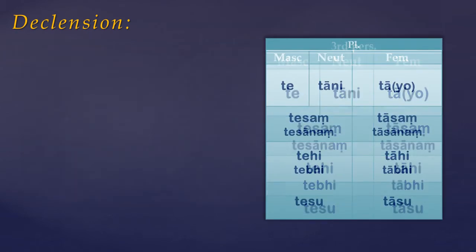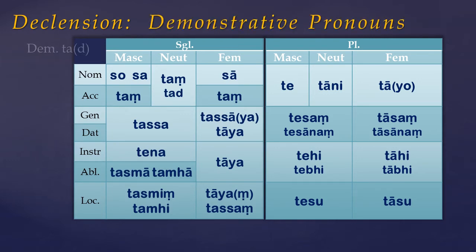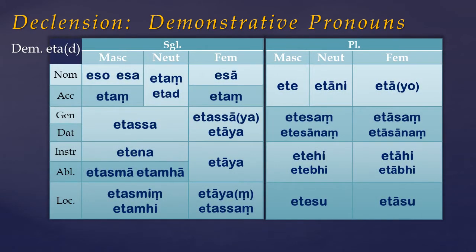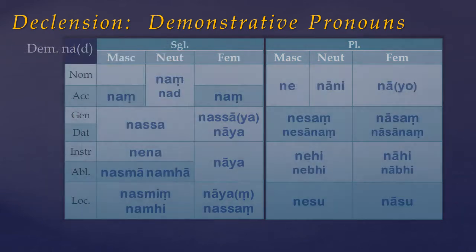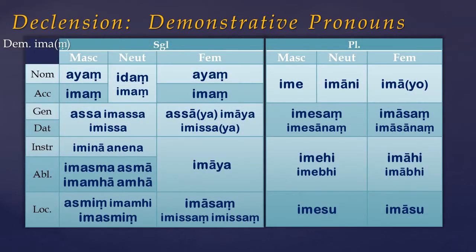If you remember, the third-person personal pronoun forms are the same as the demonstrative. These are the demonstrative pronoun forms based on the stem ta, but there are several others, so we can have those based on the stem eta, which are similar but just with an a sound in front. And Warder now introduces us to a similar form on the stem na, and there are also those based on the stem ima.